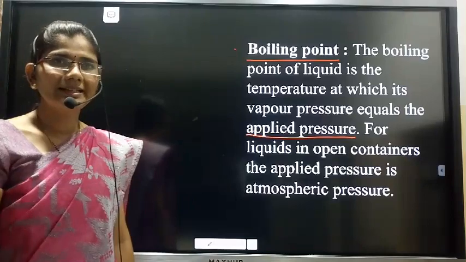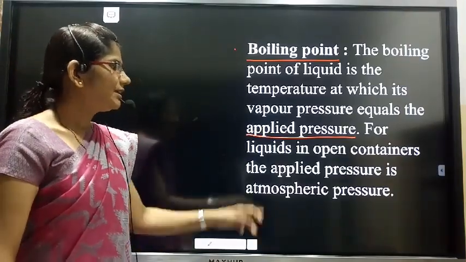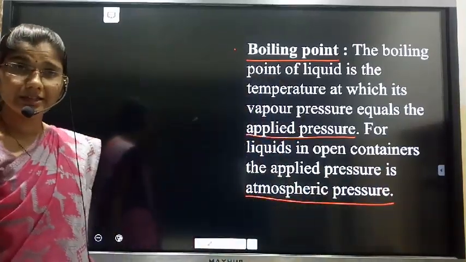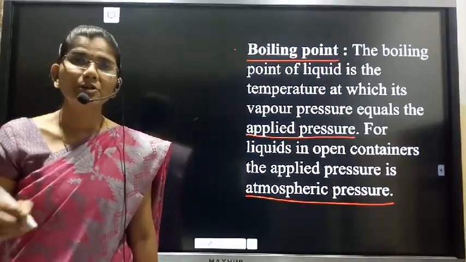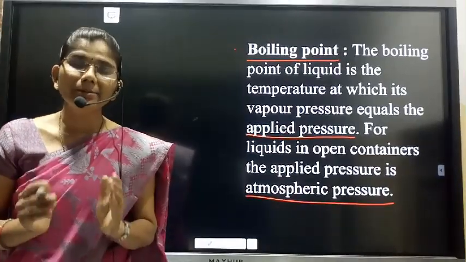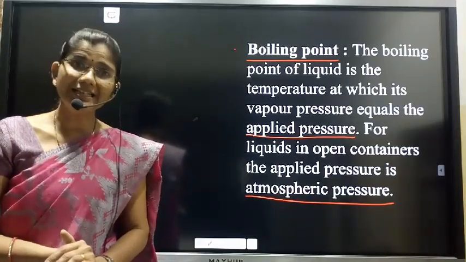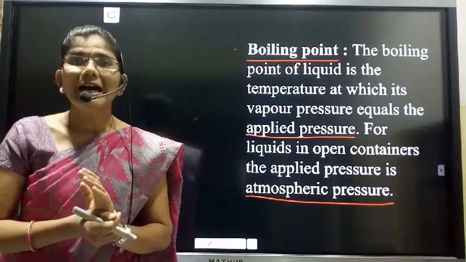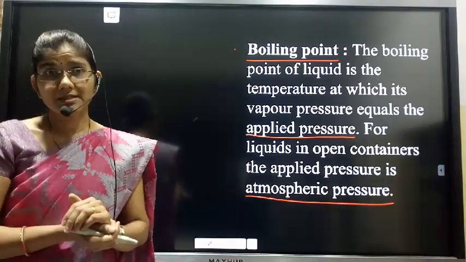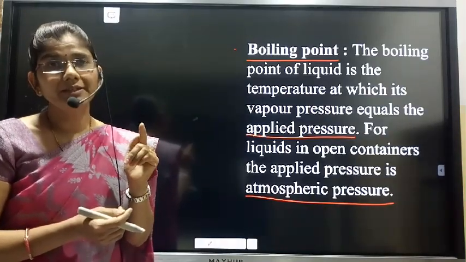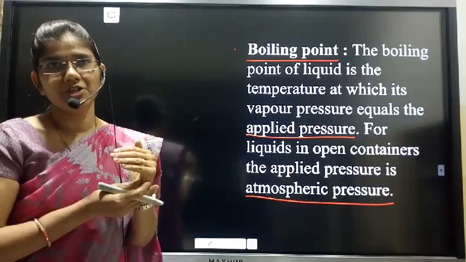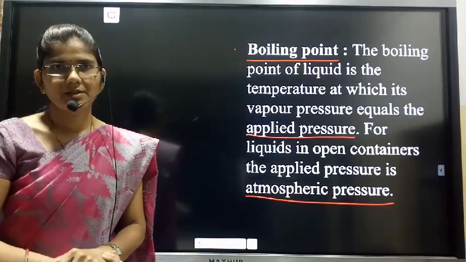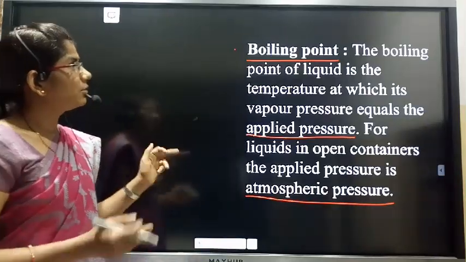But for an open container, the applied pressure is equal to the atmospheric pressure. So how can we define the boiling point of a liquid? The boiling point is a property of a liquid, and it is defined as the temperature at which the vapor pressure of a liquid becomes equal to the atmospheric pressure. When the vapor pressure of any liquid matches the atmospheric pressure, at that time the liquid gets boiled.